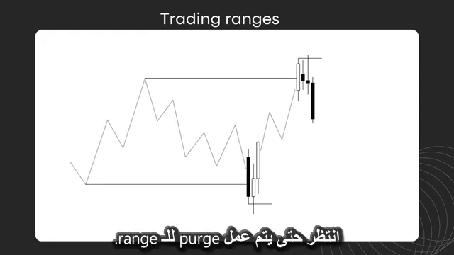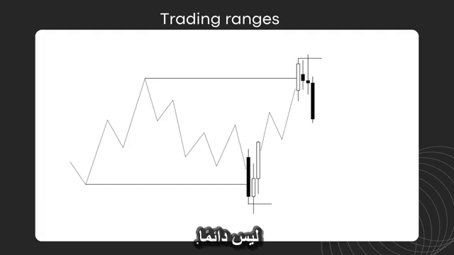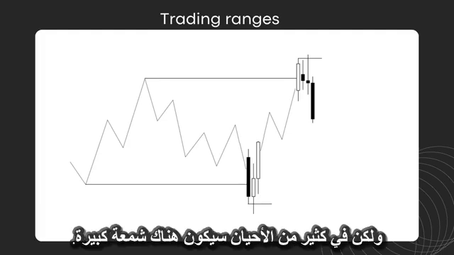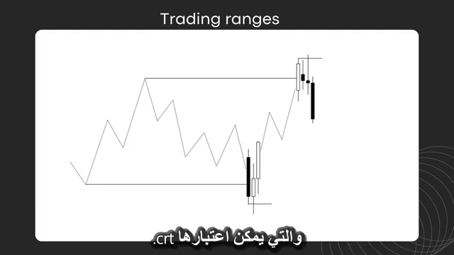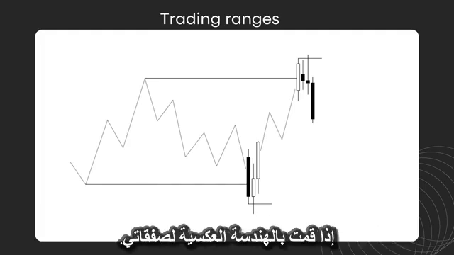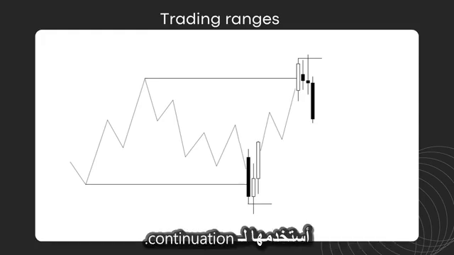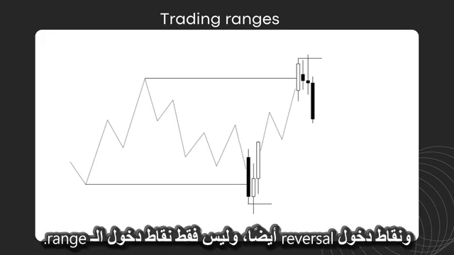Now it's pretty simple. Wait for the range to be purged at a key time, and once that's done, then not always, but oftentimes there's going to be a big candle which could be treated as a CRT, and then you can trade that CRT on the lower time frame. If you reverse engineer my trades, you'll find that most of my entries are based on this, right? I use it for continuation and reversal entries too, not just range entries.